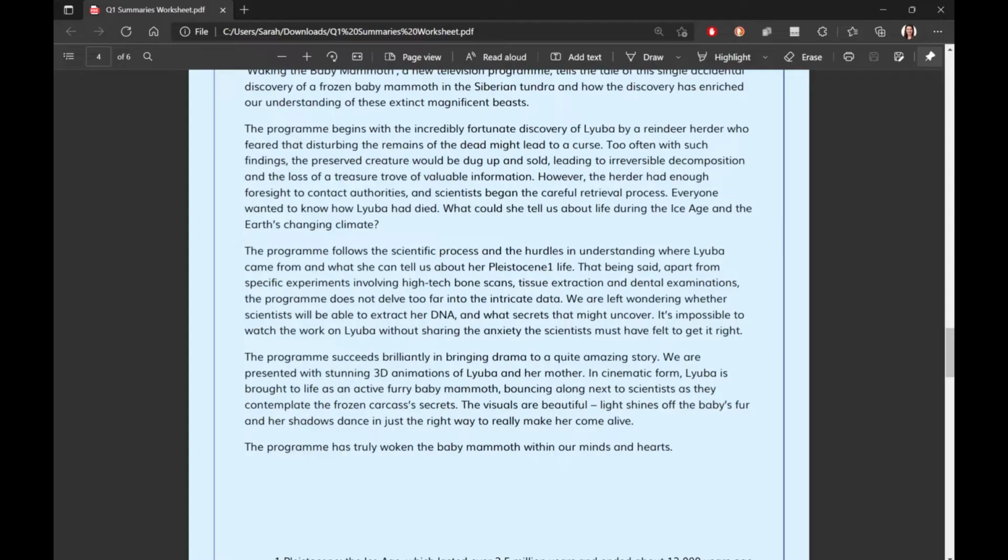The visuals are beautiful. Light shines off the baby's fur and her shadows dance in just the right way to make her really come alive. The programme has truly woken the baby mammoth within our minds and hearts.